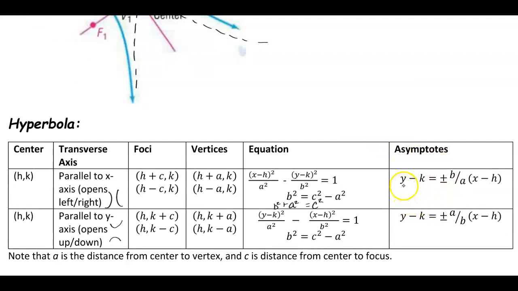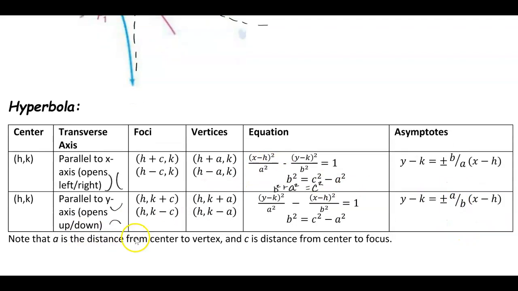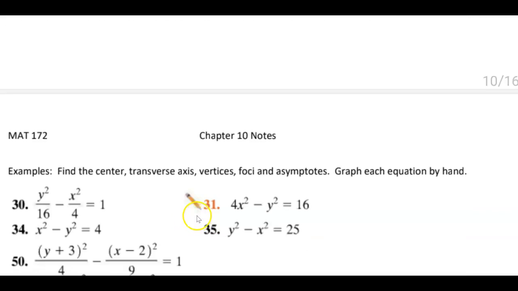Asymptotes, we're going to have y minus k, with k being the y-coordinate of the center, is equal to plus or minus. Notice our slope here is the ratio of b over a if this is going to open left-right. And then parentheses x minus h. So we're using that center there, and we're using b and a to figure out the slope. Whereas if it opens up-down, that slope's going to change a little bit. It's going to be a over b. All right, so let's look at a few examples.